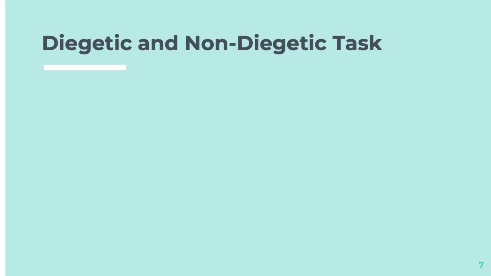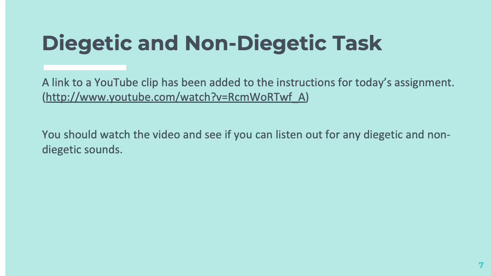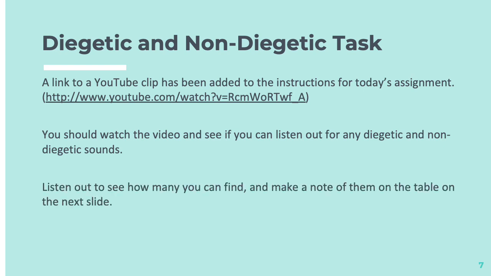Okay, so we're going to do a quick task on diegetic and non-diegetic sounds. On your Teams assignment for today's lesson, you'll see that there's a document attached that has lots of YouTube links on it, and you can use these to help you with today's lesson because you won't be able to click the ones on the slides. You'll need the first link on the worksheet for this task. What you should do is watch the video and see if you can listen out for any diegetic and non-diegetic sounds. See how many of them you can find and make a note of them on the table on the next slide.